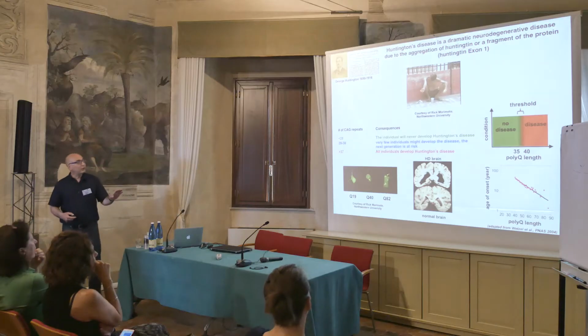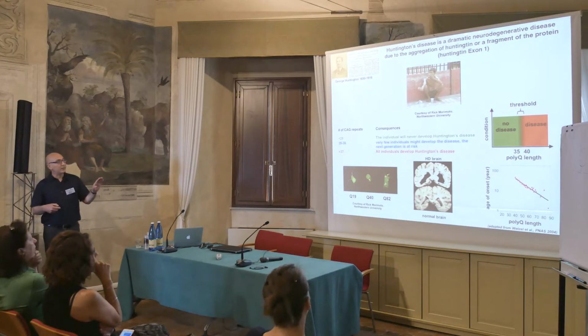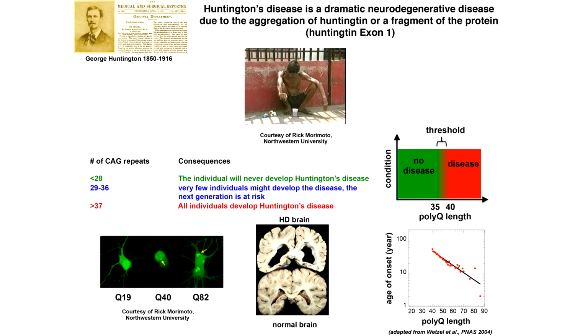So just a brief introduction. Huntington's disease is a genetic disease. So you have a person here suffering from the disease. It was described by this colleague. It's an MD.